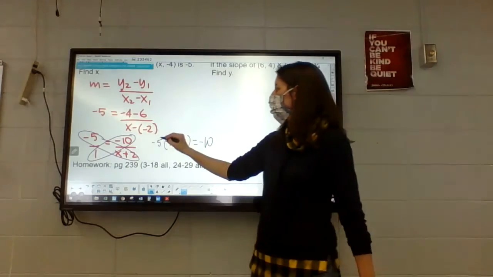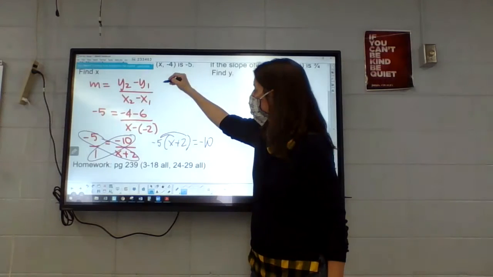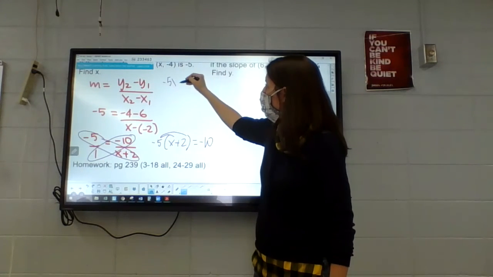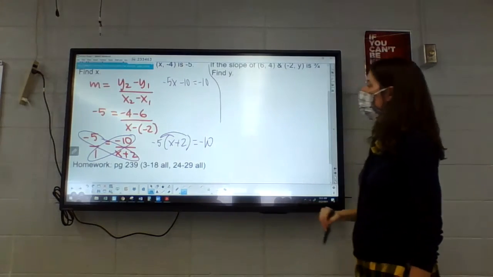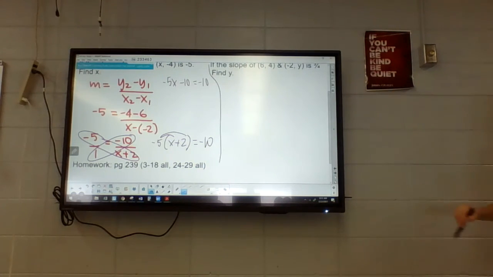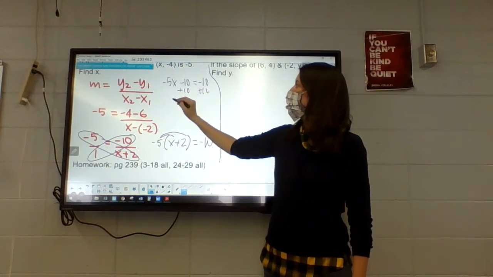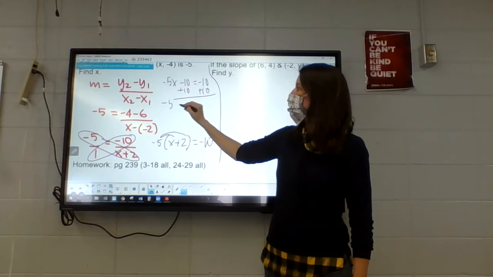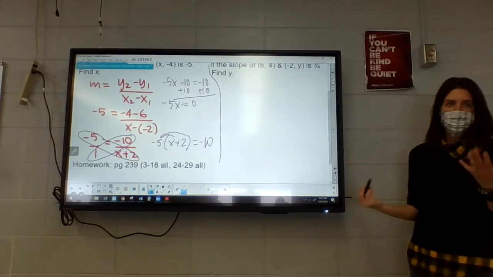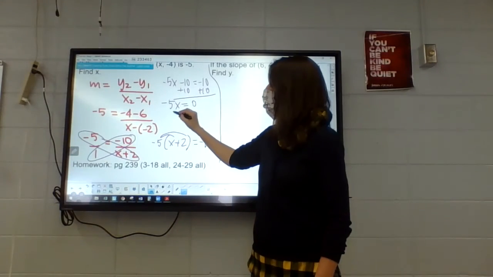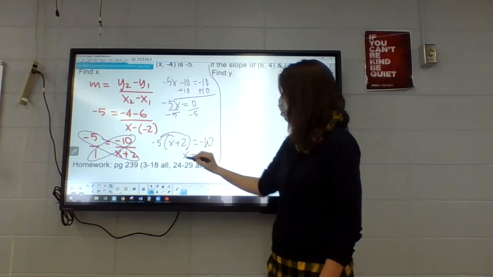So we can distribute. I'm going to go up, sorry. So negative 5x minus 10 equals negative 10. So I'm going to move that 10 over. So I get negative 5x equals 0. So then when I divide by negative 5, I just get 0. So x ends up being 0 in this case.